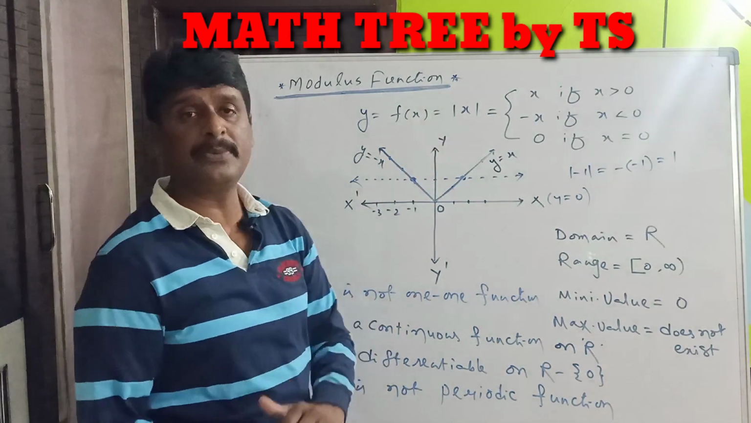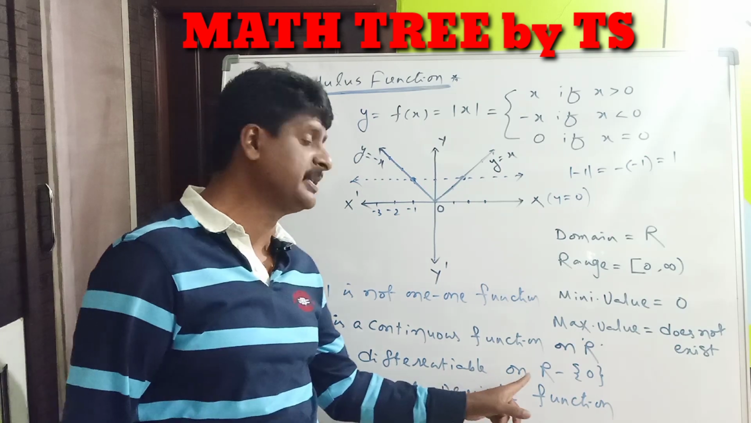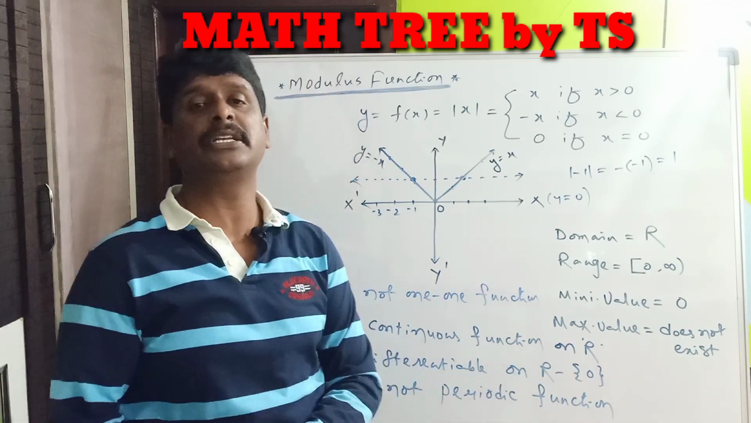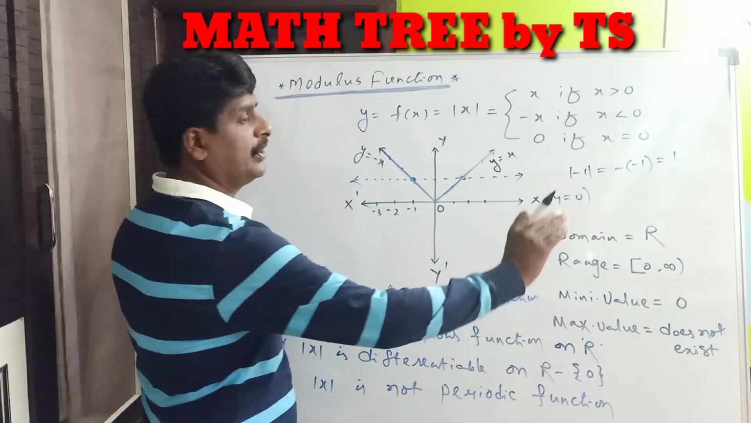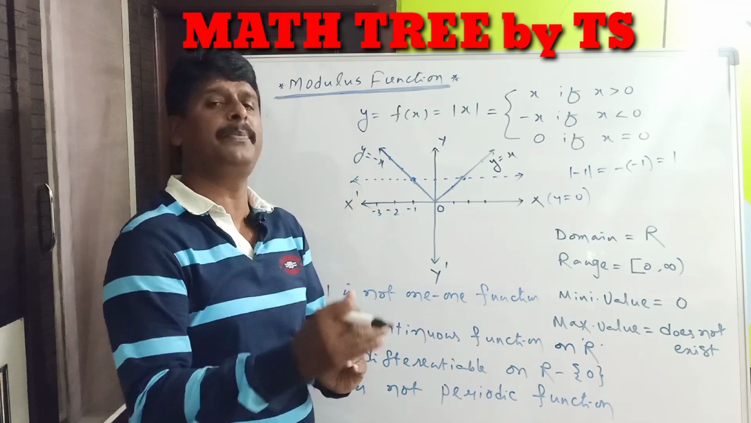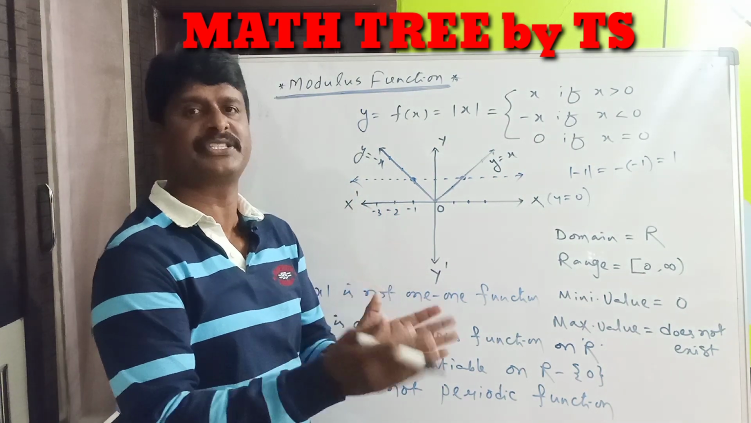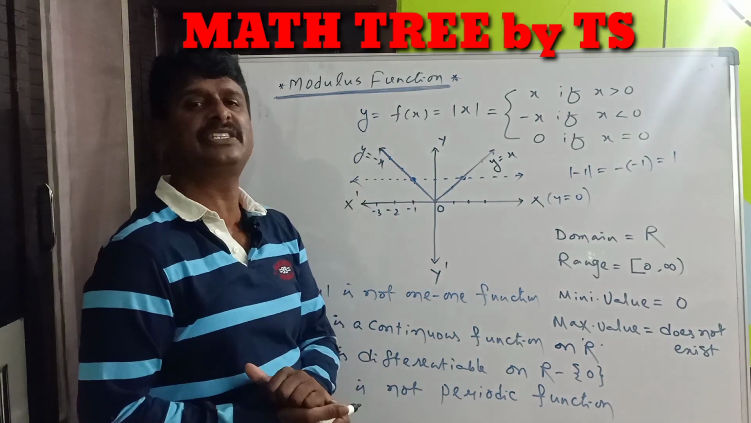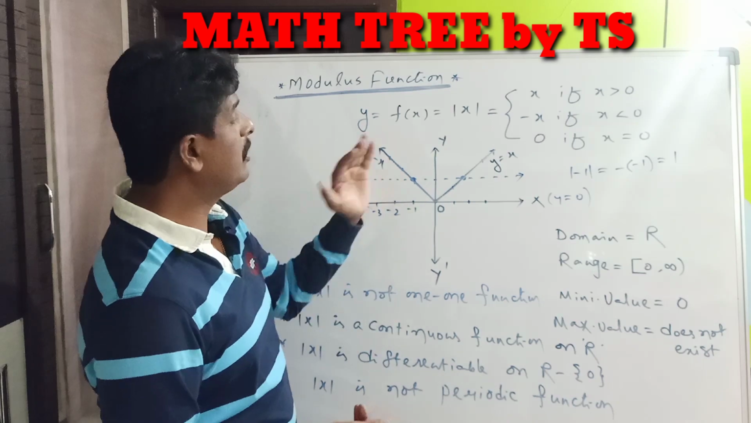It means it is differentiable everywhere other than 0. That can be written as mod x is differentiable on R minus singleton 0. Okay? Mod x is not a periodic function. A function is periodic only when its graph repeats after a certain interval. So there is no such situation here. That's why it is not a periodic function.